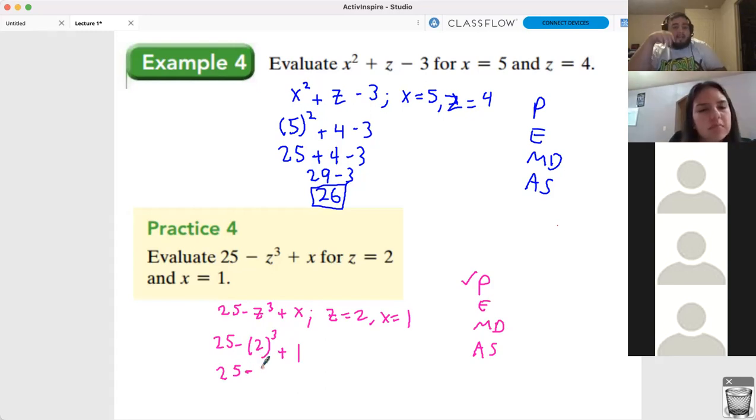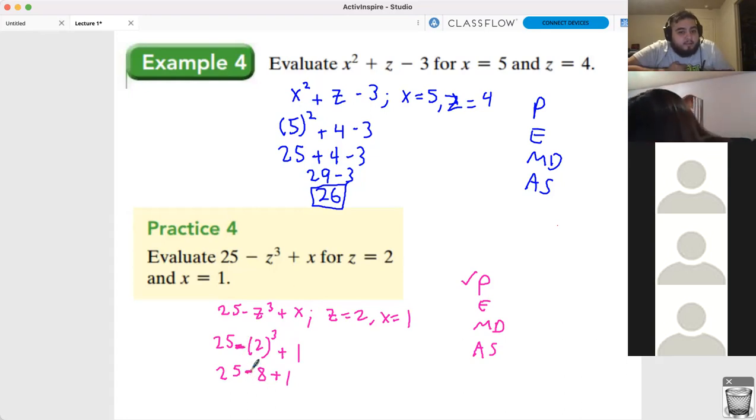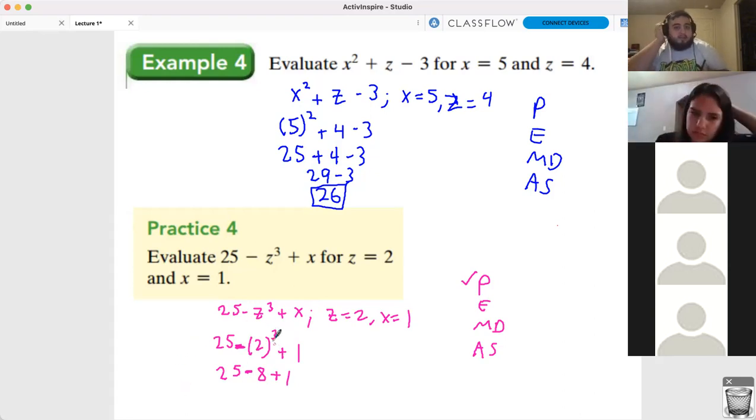8 plus 1. What symbol should I bring down in front of the 8? What's this in front of the parentheses? A minus. Is everyone with me so far? No. Okay, so we plugged in the 2 for z and we got 2 cubed, which is 2 times 2 times 2, which is 8. Everyone understand that part, correct?